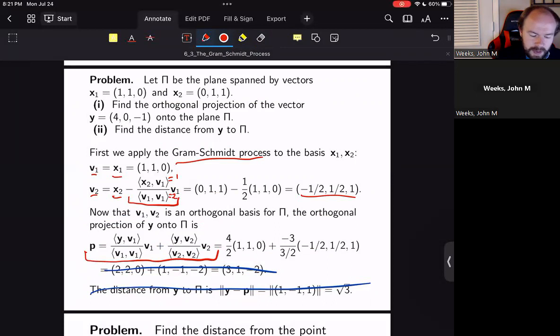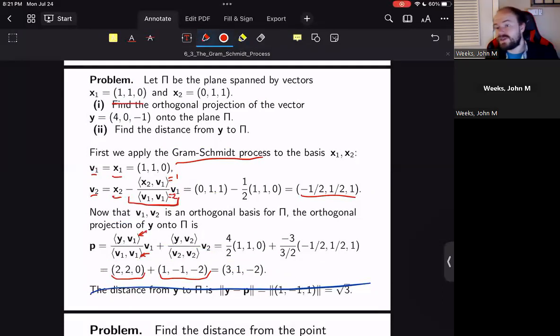Namely, the inner product of V1 with itself is still 2, so we see that here. The inner product of y with V1 is just 4 times 1 plus 0 plus 0, so that's going to give us 4 over 2. Then we can do the same for the V2 component to give us 3 divided by 3/2. When divided, that should give us negative 2. So when we multiply that out by the vector V2, which we said was negative 1/2, 1/2, and 1, that should give us 1, negative 1, negative 2. Then going back to the first vector, we have 4 over 2, which is 2, times 1, 1, 0, which gives us 2, 2, 0. Adding those together gives us the orthogonal projection of y onto the plane.